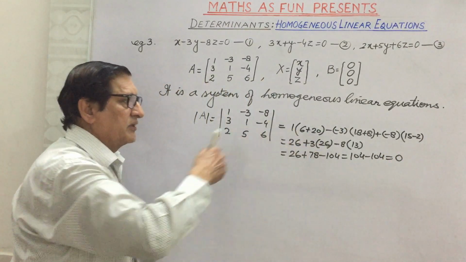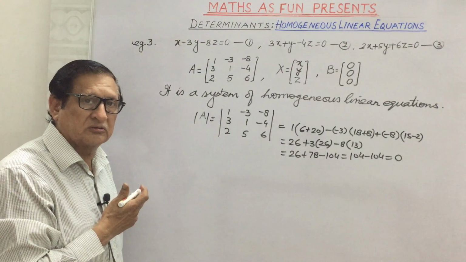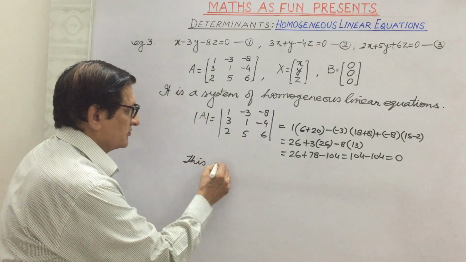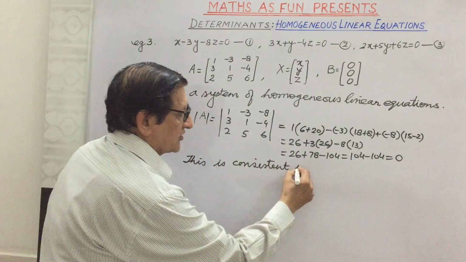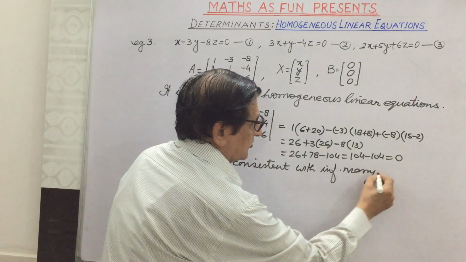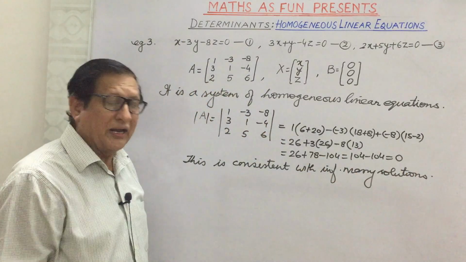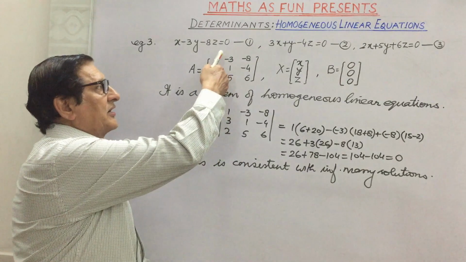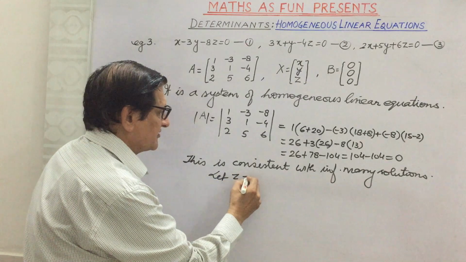And if the value of determinant is 0, we say that it will have infinitely many solutions and it is a consistent system. This is consistent with infinitely many solutions. And to get the infinitely many solutions, what we do? We take z as k, an arbitrary constant. So we write let z is equal to k.